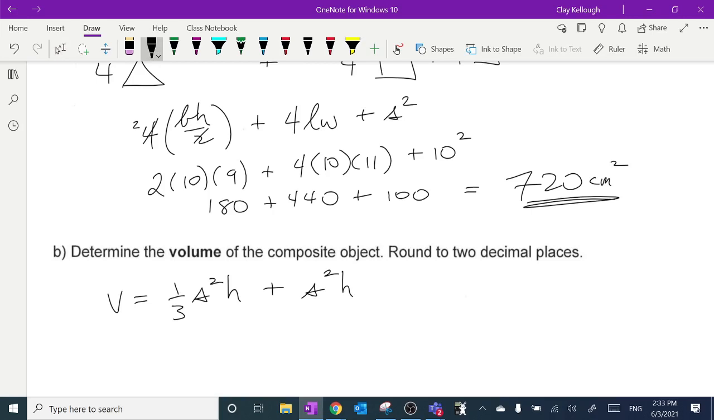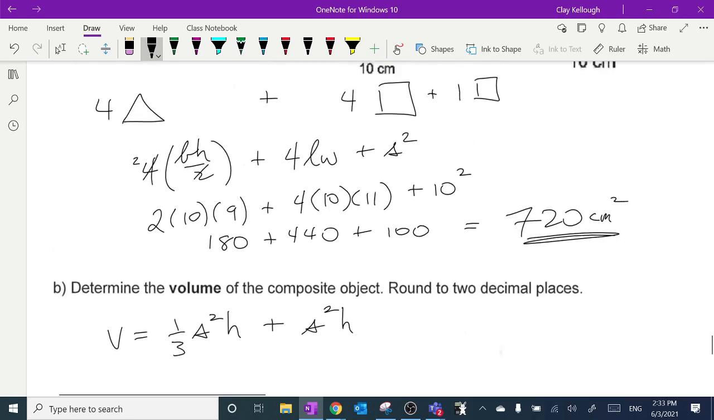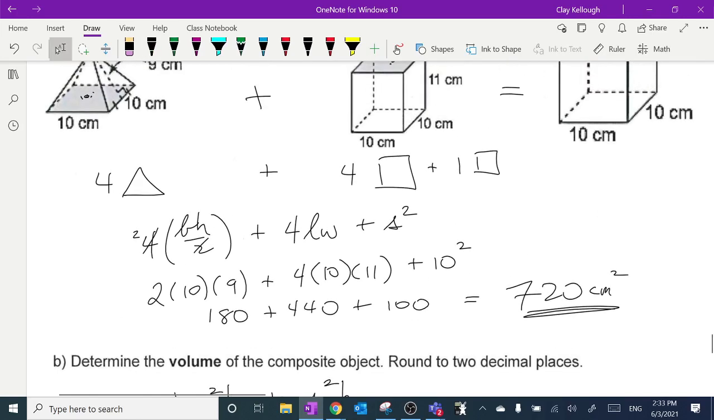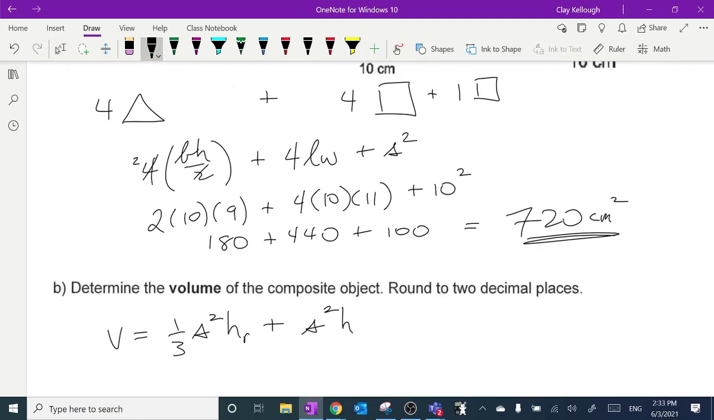Right, length times width times height. Now those two heights are different things. Sometimes mathematicians will hit the same letter, but the letter stands for different numbers, usually in a formula. You think, it's the same letter, it stands for the same number. So what you could do is add what we call a subscript to it. You could say a little p and a little r.